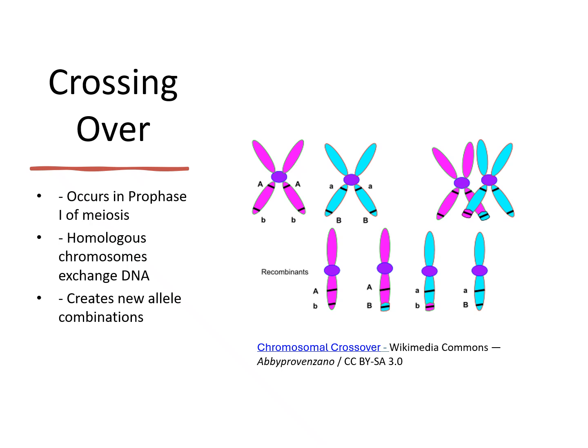During prophase 1 of meiosis, homologous chromosomes pair up and exchange pieces of DNA in a process called crossing over. This breaks the link between genes and creates new combinations, a key source of genetic variation.